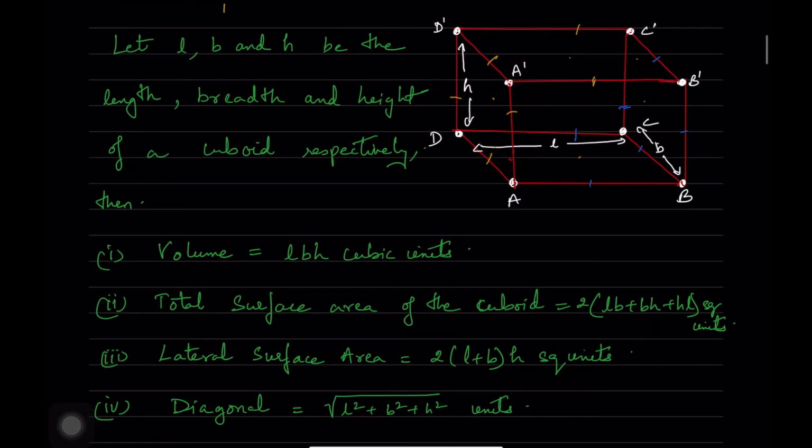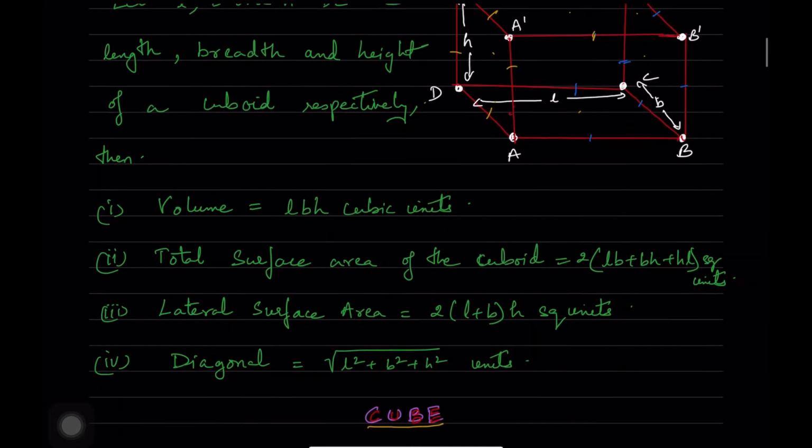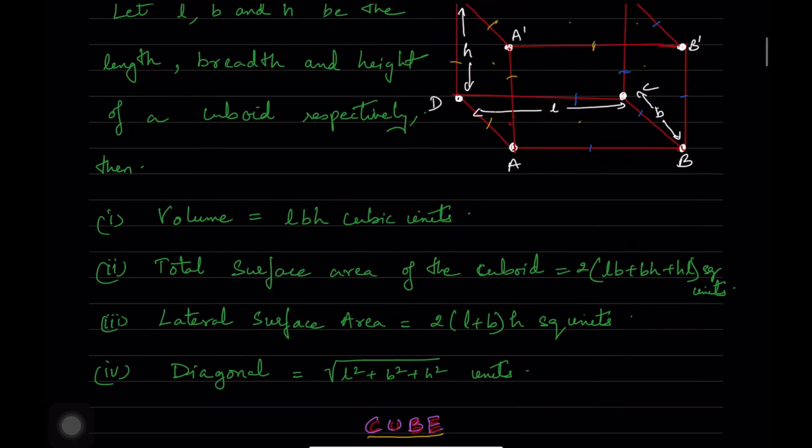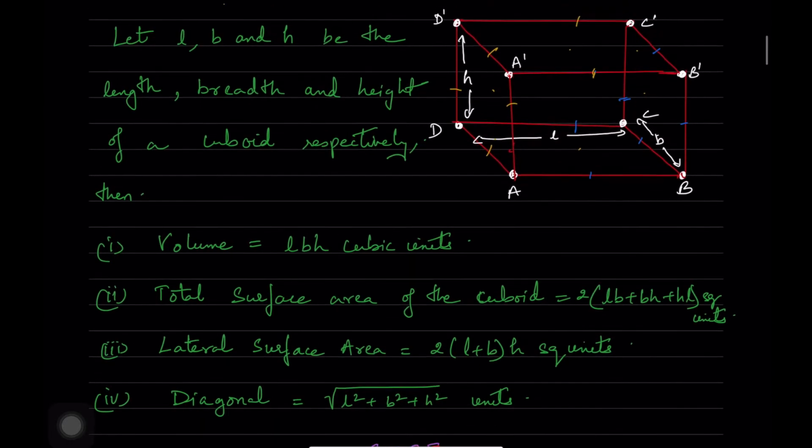So let L, B and H be the length, breadth and height of a cuboid respectively. Then we'll see the volume of a cuboid, total surface area of a cuboid, lateral surface area of a cuboid, and a diagonal. Okay, so volume is nothing but length into breadth into height, cubic units.